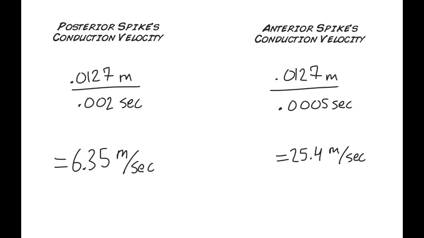Here are the final results. Remember when we were looking at the anterior spike and at first we had measured a time difference of 0.001 second or 1 millisecond? If we substitute 0.001 seconds in for the anterior's 0.0005 seconds, we will get a conduction velocity of about 12.5 meters per second. This is a huge difference, and it really highlights how the methods you choose to analyze your data can have large impacts on the final results.